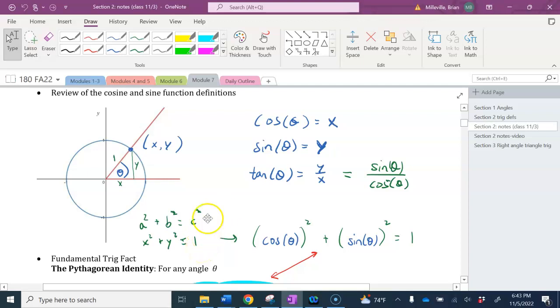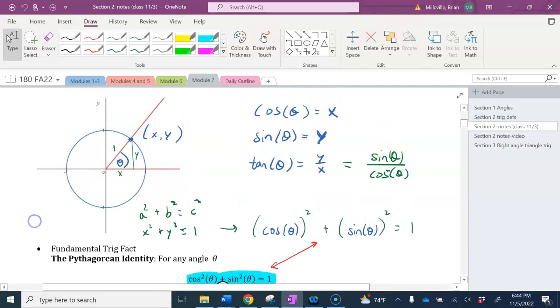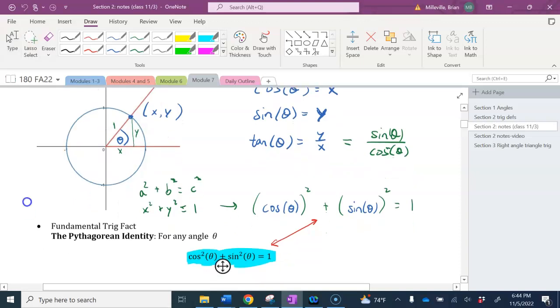1 squared is 1. But since x is cosine theta and y is sine theta, we substitute cosine of theta for x and sine of theta for y into our equation. That gives us the most fundamental of the trig facts: the cosine of the angle theta squared plus the sine of the angle theta squared, as long as the angle is the same, has to add up to 1. Again, this comes straight from the definition. These are points on the unit circle. The x-coordinate and the y-coordinate are cosine and sine of that angle theta.